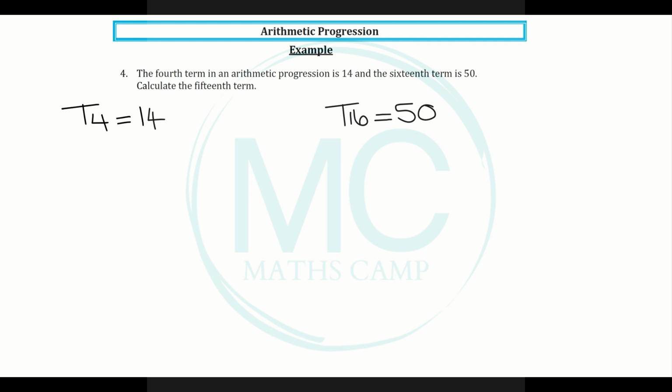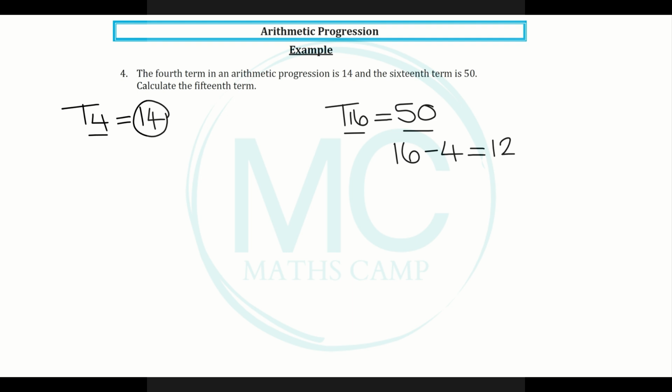So from term 4 plus the difference gives us term 5, plus the difference gives us term 6, and so on. So in this case, let's see how many terms we have between the fourth term and the 16th term. So I can say 16 minus 4 is equal to 12. This means that we need to add the constant difference D 12 times to term 4 in order to get term 16. This is going to allow us to find the value of the difference.